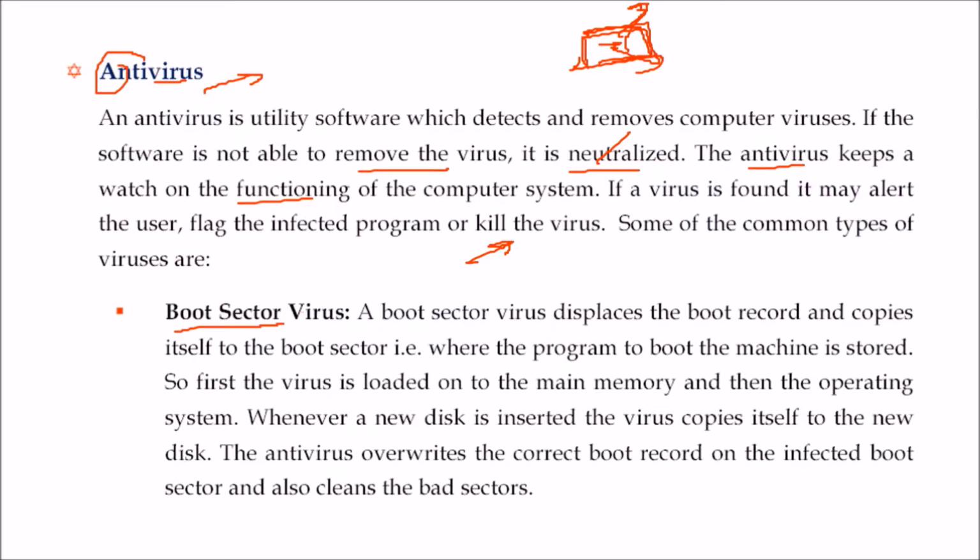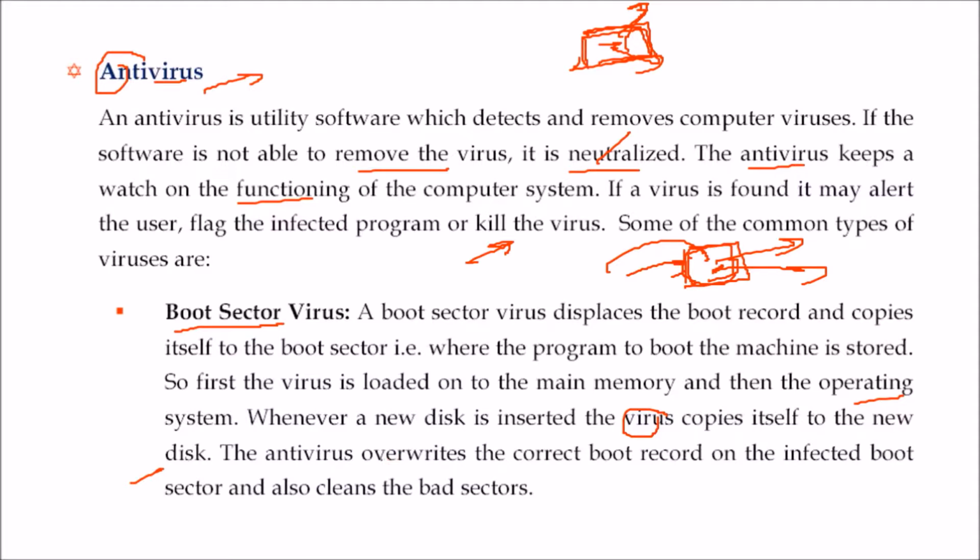First is your boot sector virus. There is a boot sector from which booting is done. This virus goes into the boot record, displaces the boot record from the boot sector, and copies itself to this boot space. Now when you switch on the machine, this virus from this area goes to the main memory and then to the operating system. And whenever you insert a new disk, this virus gets copied to the new disk. It may be a pen drive, it may be any device, your mobile, you can say.